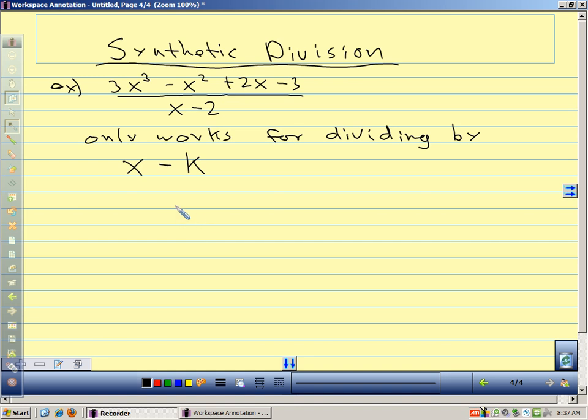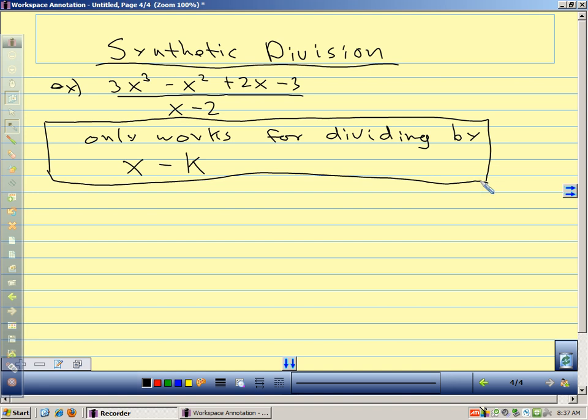So synthetic division only works when we are dividing by a linear divisor. It has to be in the form x minus k. That's the one drawback of synthetic division. It only works in this special case. But we're often interested in dividing by something in this form, so synthetic division is a great tool. In our example, we have x minus 2, so k equals 2.